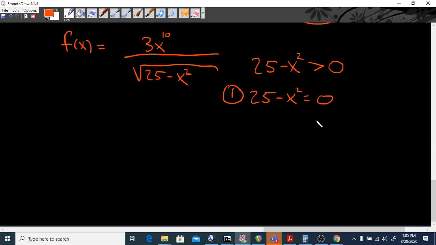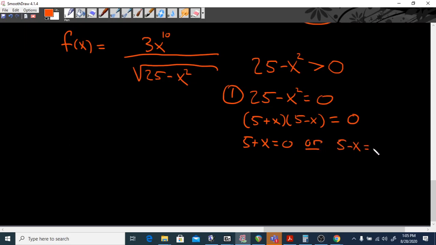You can factor or you can bring x squared to the other side. I'm going to factor. This is going to be 5 plus x times 5 minus x equals 0. This is multiplication. So the product will be 0 anytime one of these factors is 0. So 5 plus x equals 0, or 5 minus x equals 0.